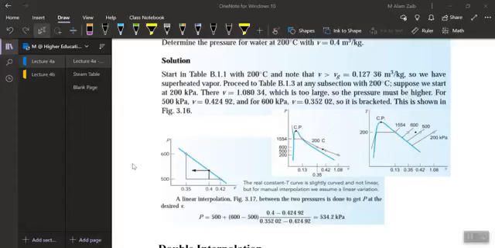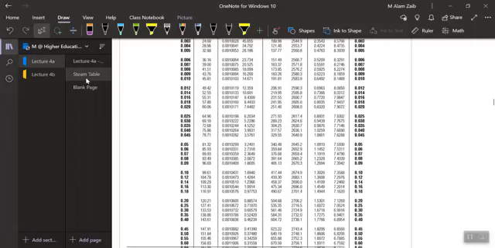Okay, our second question. Determine the pressure for the water at 200 degrees centigrade and a volume of 0.4 cubic meter per kg. As in a previous lecture, I did say the first table you would be looking at would be the saturation table. If the pressure is less than the saturation and the temperature is greater than the saturation, then you will be looking at the superheated table. If the temperature is less than saturation or the pressure is greater than saturation, then you would be looking at the compressed region. So first thing first, you have to look at the saturation table.